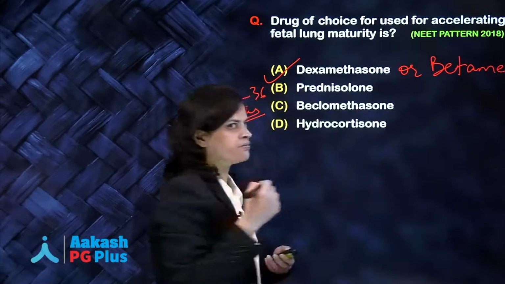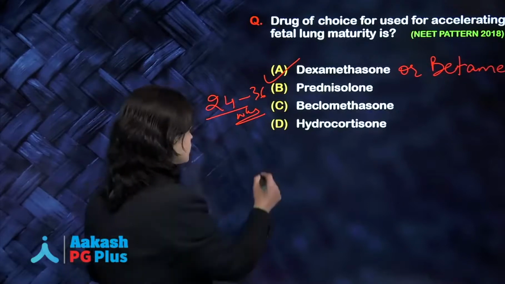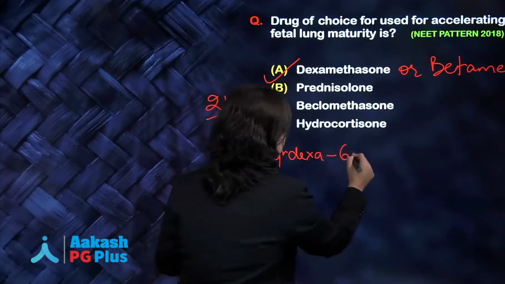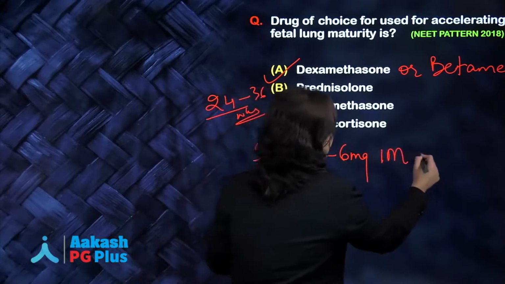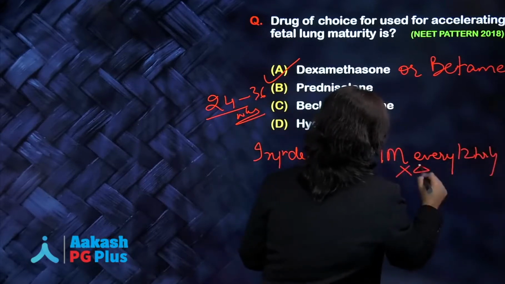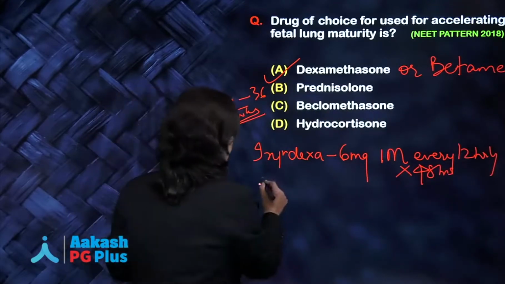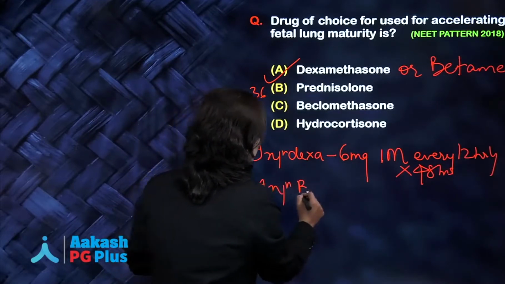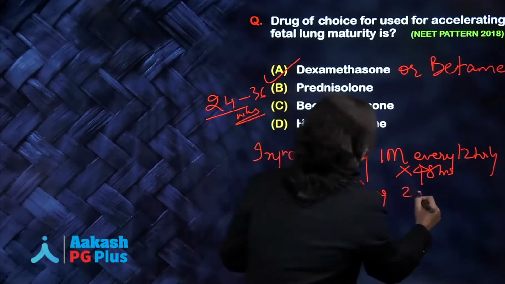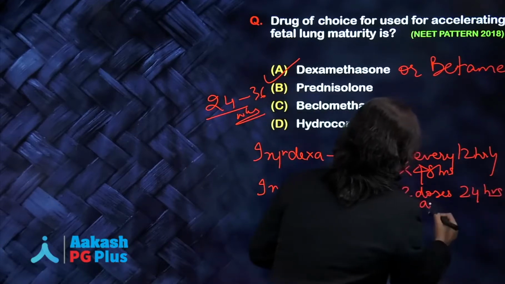Since these are very commonly used in obstetrics, you should be aware of the dosing of dexamethasone. Injection dexamethasone is given in a dose of 6 mg intramuscularly every 12 hourly for 4 doses. So the entire dose of dexamethasone takes around 48 hours, whereas injection betamethasone is given in a dose of 12 milligram, 2 doses 24 hours apart. Again, intramuscular.